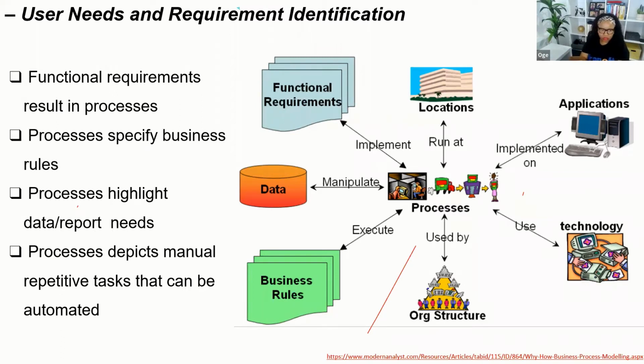So processes depict manual repetitive tasks that can be automated. Yes. So when you look at your processes, you begin to identify some tasks. Like I mentioned, the example I gave was that report that they need to export and then begin to manipulate manually.